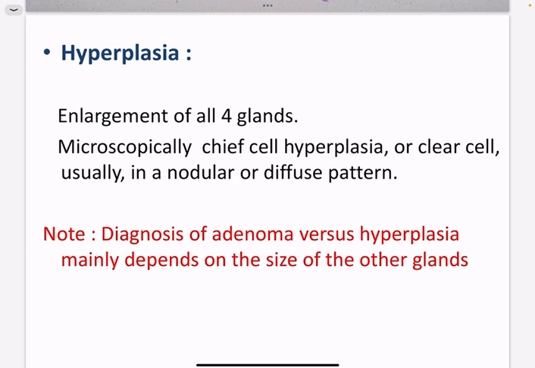The diagnosis of adenoma versus hyperplasia, as we said, depends on the size of the other glands. In the adenoma, what happens to the other glands? They become atrophic, for example. In the hyperplasia, all glands are enlarged. Excellent.